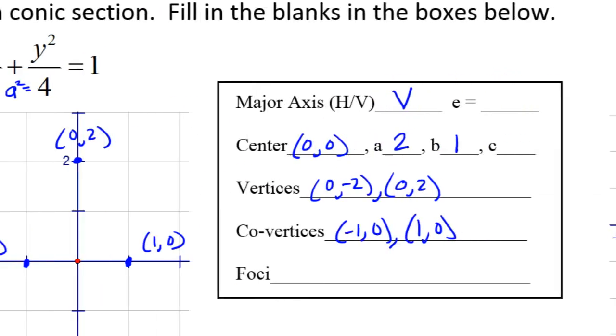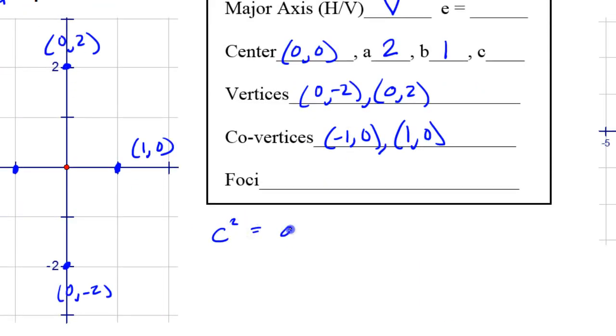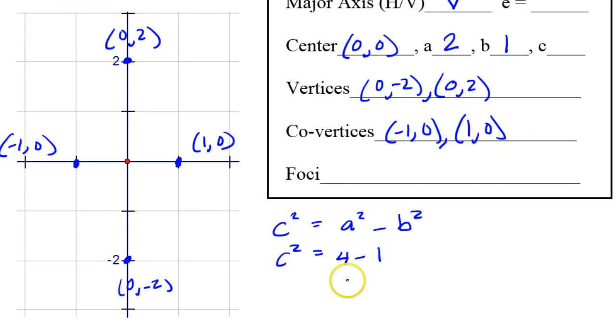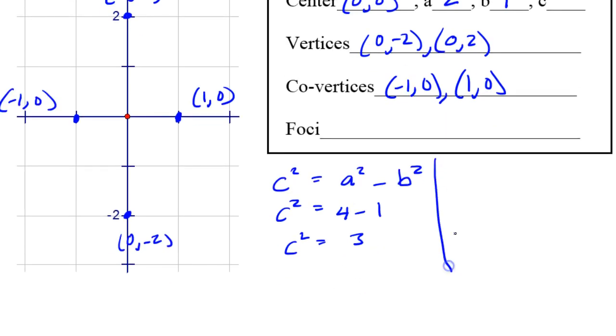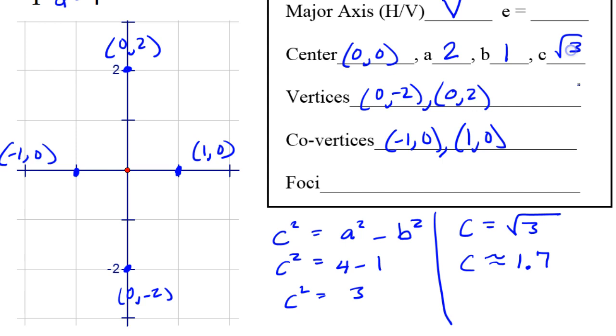Now that we know A and B, it's time to find C. C squared is equal to a squared minus b squared for an ellipse. So that means that c squared will equal 4 minus 1. So c squared is equal to 3, which means that c is equal to the square root of 3. For graphing purposes, it would be useful to know the decimal approximation. Okay, so the c value is radical 3, which is approximately 1.7. That helps me with the graphing.